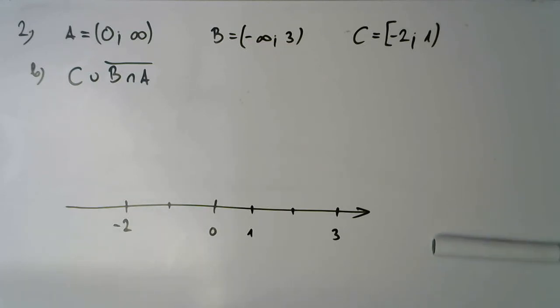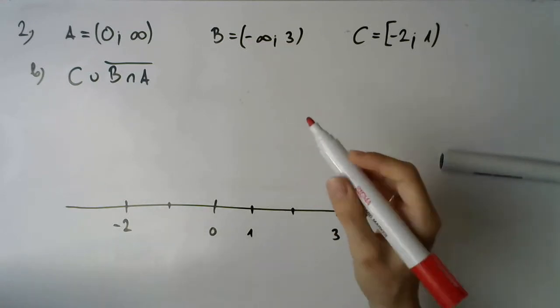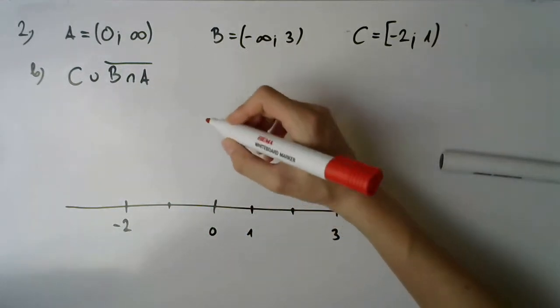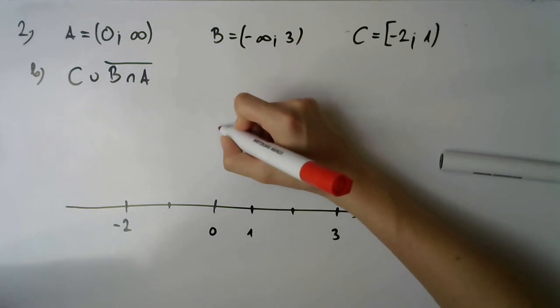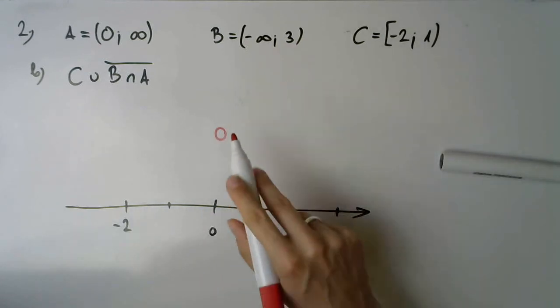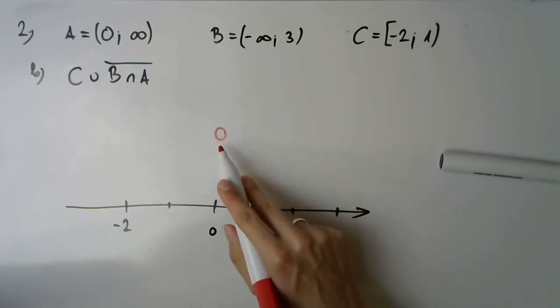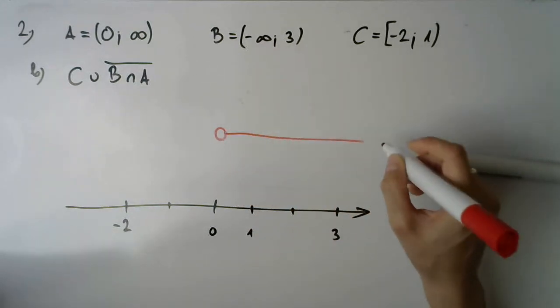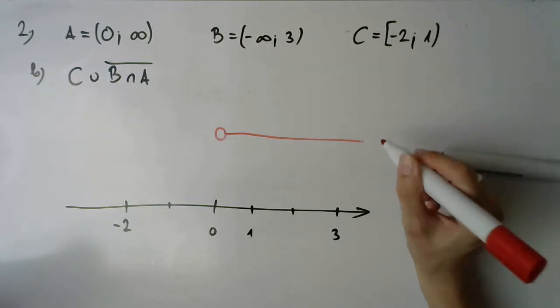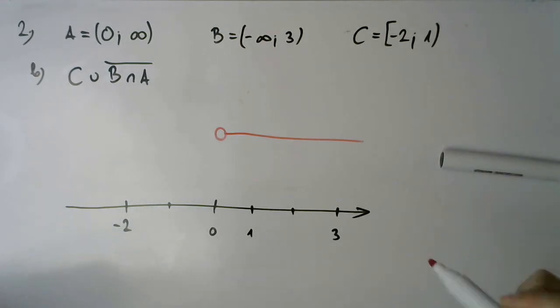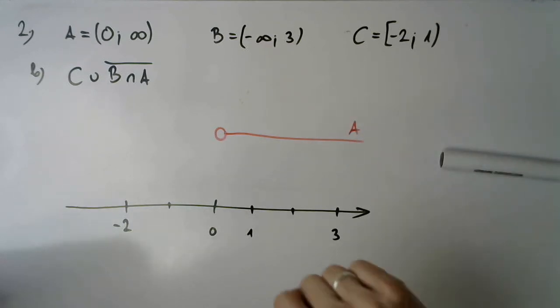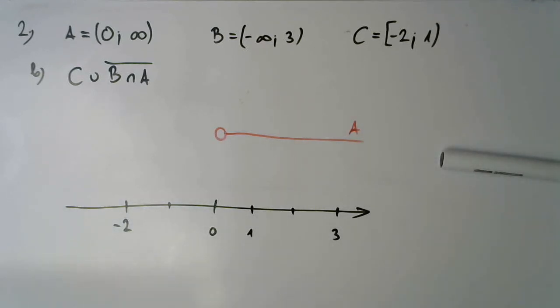Interval A goes from 0 to positive infinity, and this is an open interval. So with open intervals, the interval's endpoint is marked with a ring or an empty dot. And we don't mark anything at the infinity part. I just assume that this red line goes on and on and on. So here we have interval A.